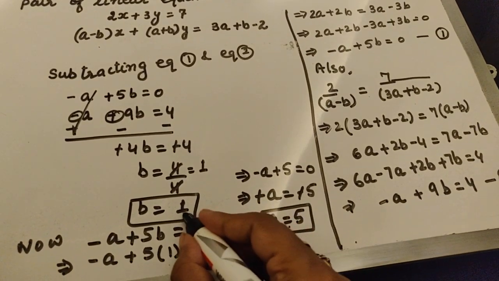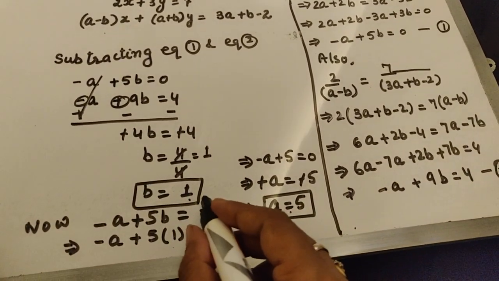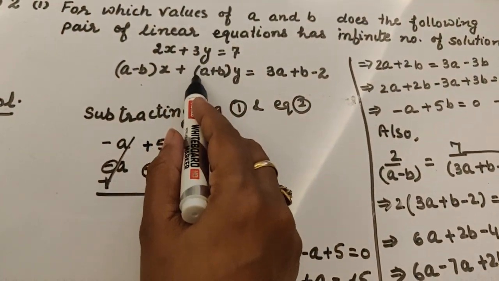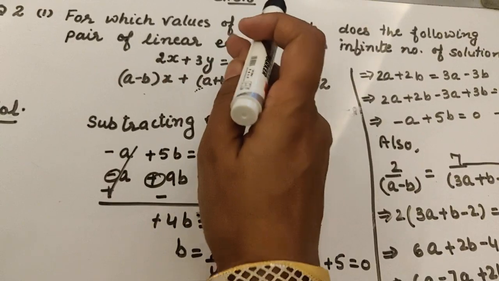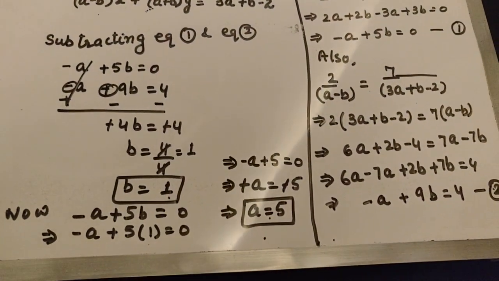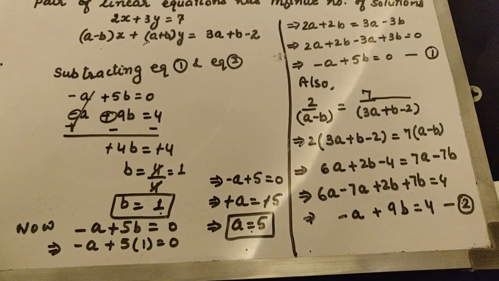So these are the two values, a is equal to 5 and b is equal to 1, which when you put in this equation number 2, then these two equations will have infinite number of solutions. Okay children?